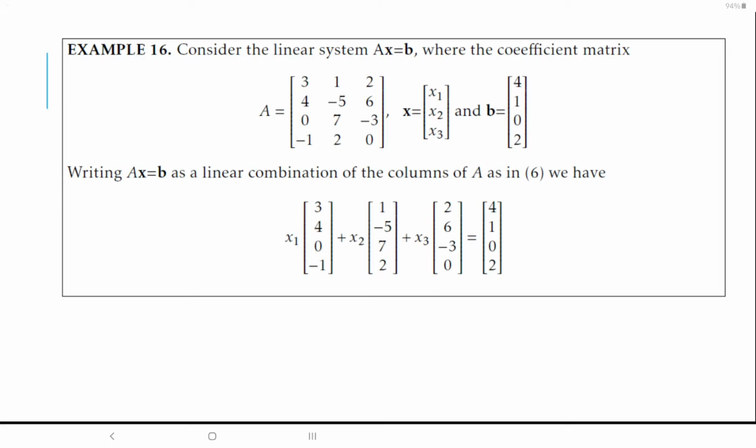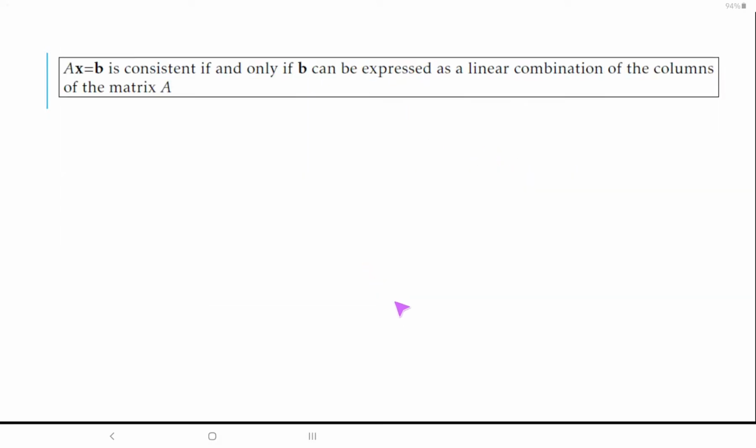Consider the following system: Ax equal to B, where the coefficient matrix is given by this A. So A here is a 4 by 3 matrix, and x here is a 3 by 1. So multiplication is possible. So consistent naman yung system natin. Okay? We write Ax equal to b as a linear combination. So yung ginawa natin kanina: x1 times the first column of A, x2 times the second column, and then x3 times the third column, which is just equal to the matrix B. Okay? It's just another way of writing our linear system.